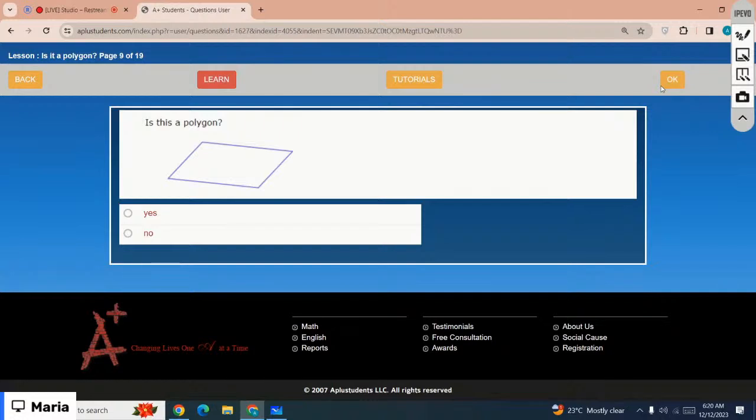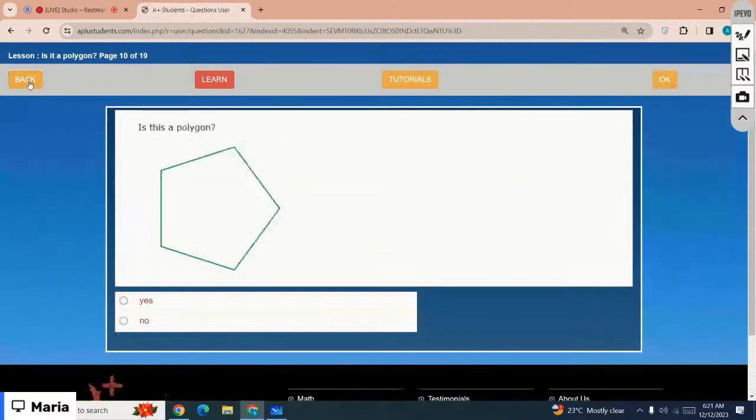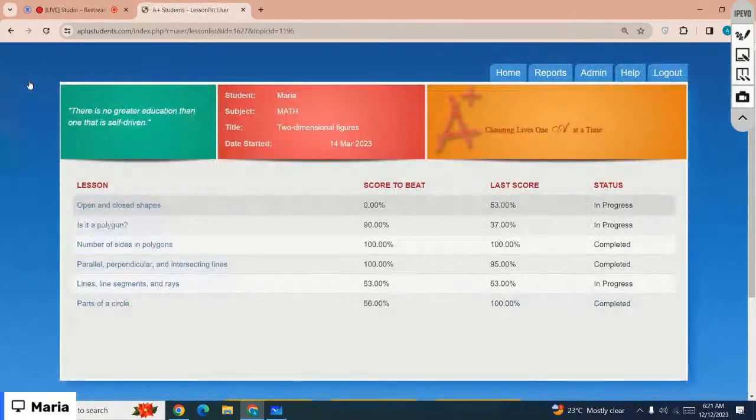Is this a polygon? The correct option is yes, it is a polygon. Okay, you can complete the lesson by yourself later today. Let me just move on to next lesson. Okay, next lesson is number of sides in polygons.